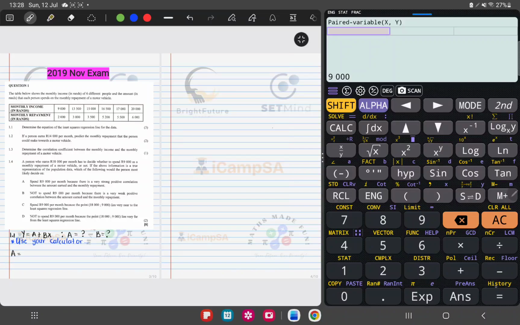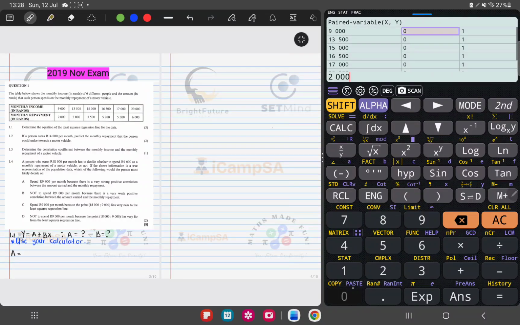9,000, equal to, we have 13,500. Then equal to, we have 15,000. Then we have 16,500. Then we have 17,000. Then we have 20,000. Okay. Then let's go and put in the y values.